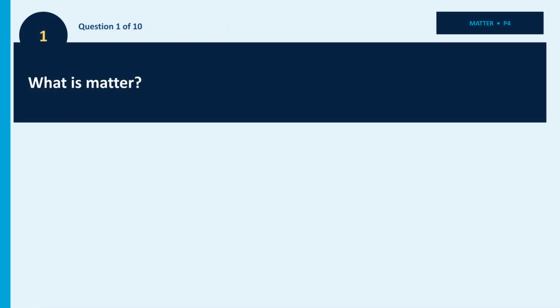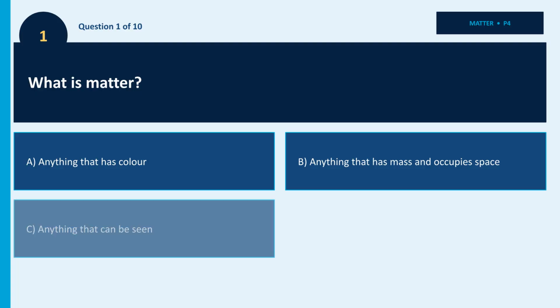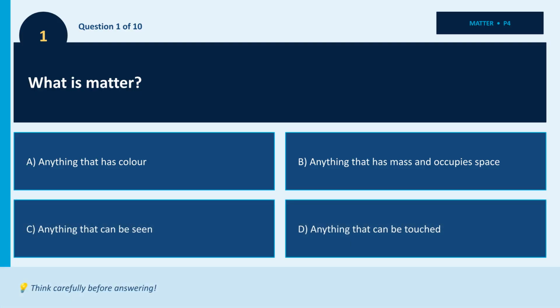Question 1. What is matter? Is it anything that has color? Anything that has mass and occupies space? Anything that can be seen? Or anything that can be touched?